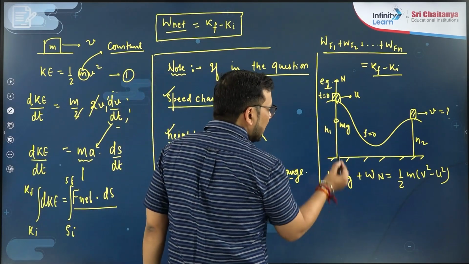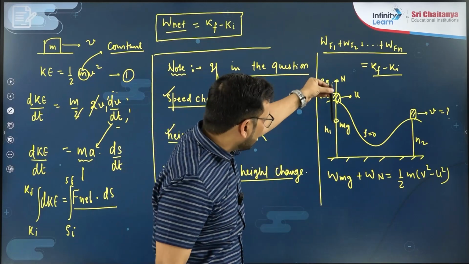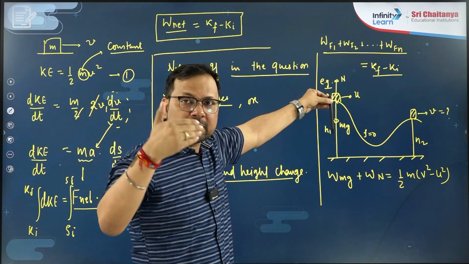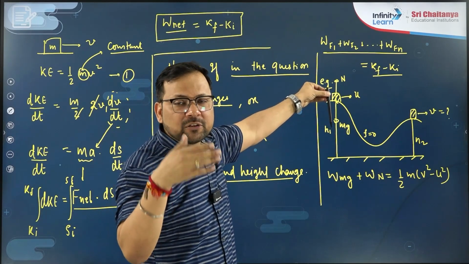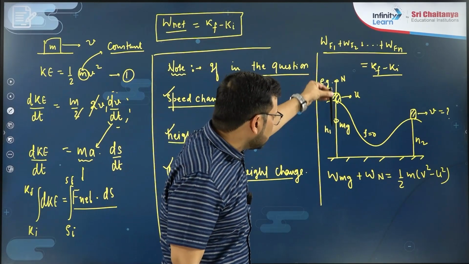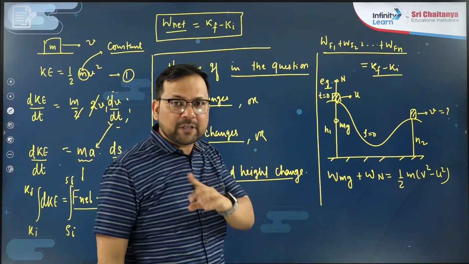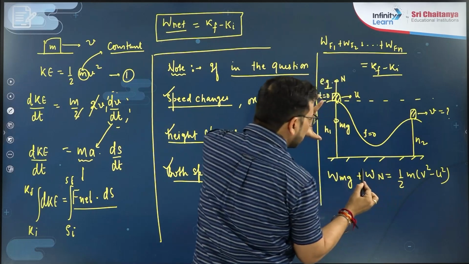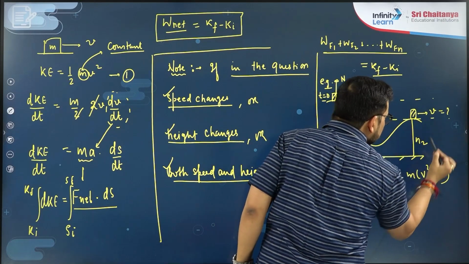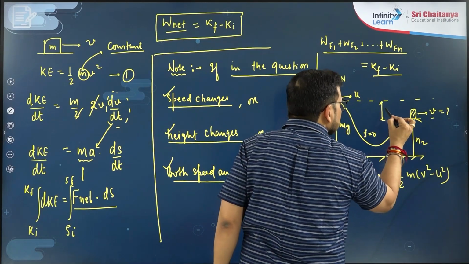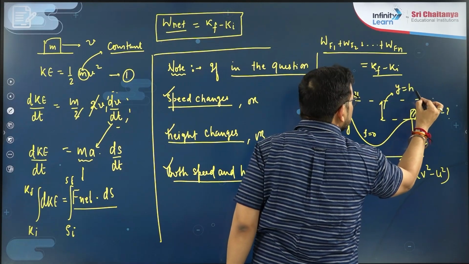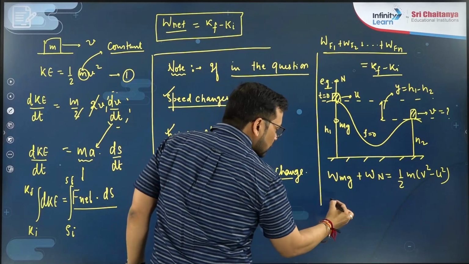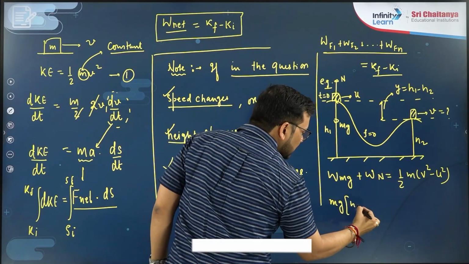Work done by mg. mg is a vertical force. It is acting down, right? And dot product means force and displacement must be in the same line. I'm not saying same direction, they must be in the same line. So mg is vertical, so displacement I have to take vertical only. So for vertical displacement, the first point is at height h1, the second point is at height h2. So that y displacement is h1 minus h2. So due to gravity, how much work will be there? Force is mg and displacement will be h1 minus h2.